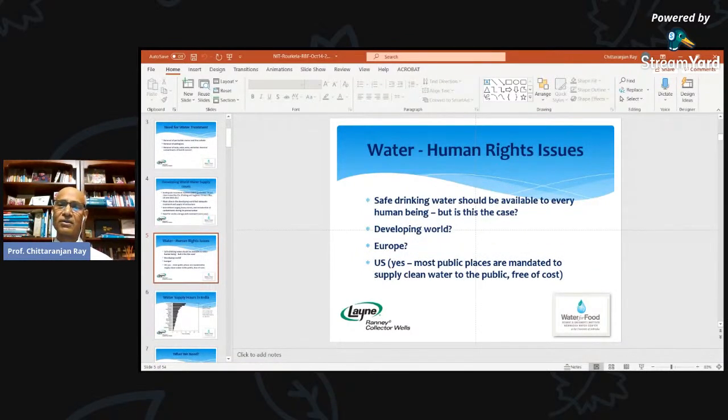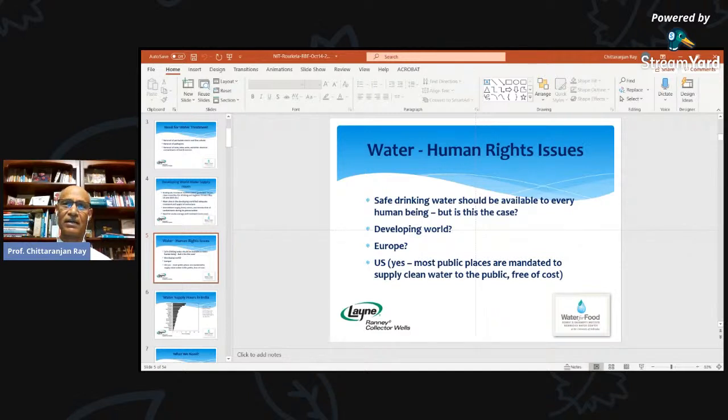But water is considered a human right issue, for safe drinking water. If you look at the traditional medieval kings we had, they had public places, wells, for travelers going to different places. They were able to drink that water. But of course, things are different now.